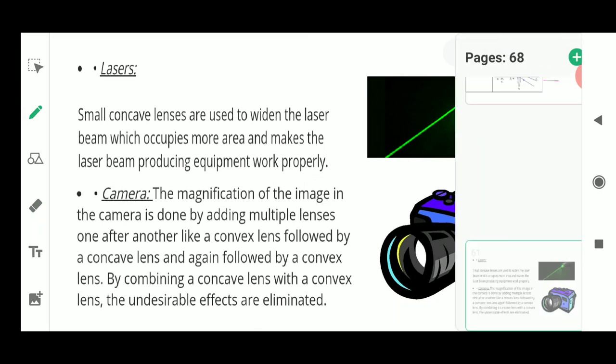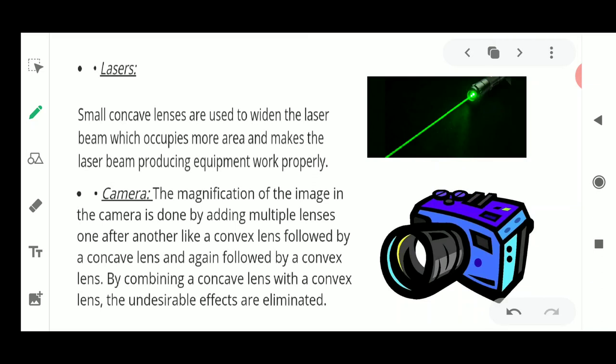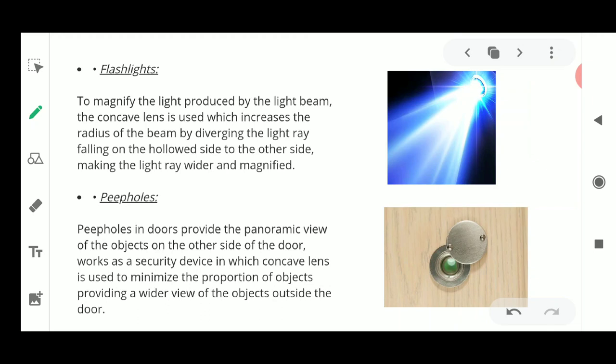Fine. Now this was about the uses of the concave lenses so far. The last use of concave lenses is in flashlights. As you could see here in the flashlights, to magnify the light which is being produced. How is this being magnified? This light is magnified with the help of the concave lens. Why is it happening? Let's read out. To magnify the light which is being produced by the light beams, the concave lens is used to increase the radius of the beam.